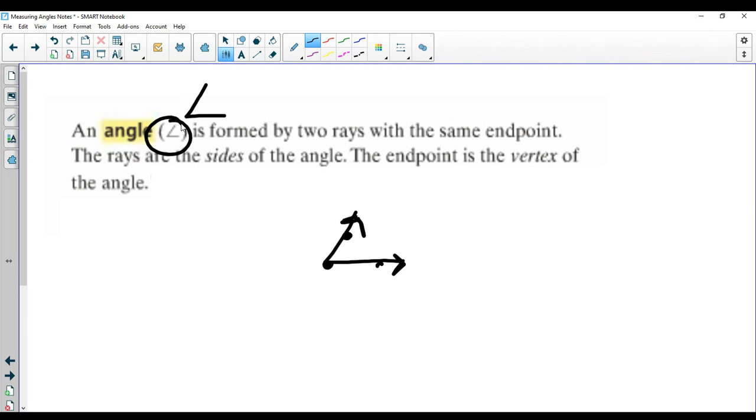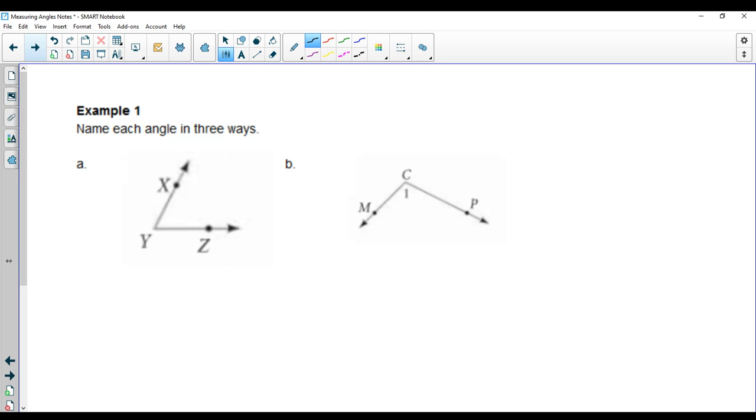Usually when you see angles, you're going to have 3 points. This one is the vertex, and then these would be the two sides. Alright? Now, naming an angle is very important, and you can do it in 3 different ways.